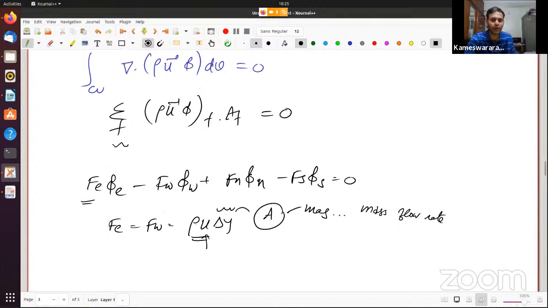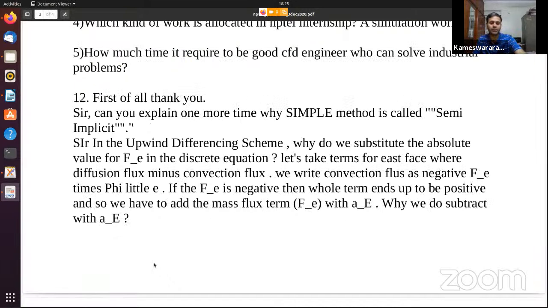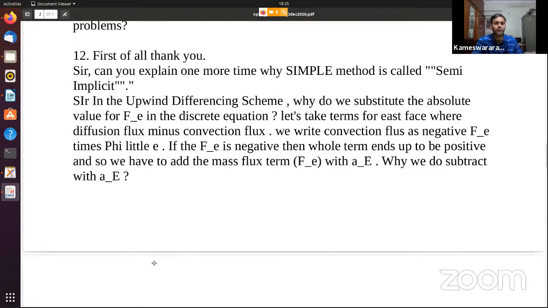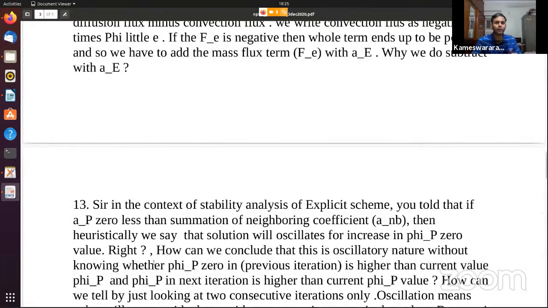We would like to have the velocity direction solely define the magnitude of the mass flow rate. That is basically a convention. You need not do this. If you want, you can also define it as two separate things: rho u delta y for the east face and rho u delta y with a minus for the west face. That can be done as well. So it is some convention we have adopted so that it will be straightforward.